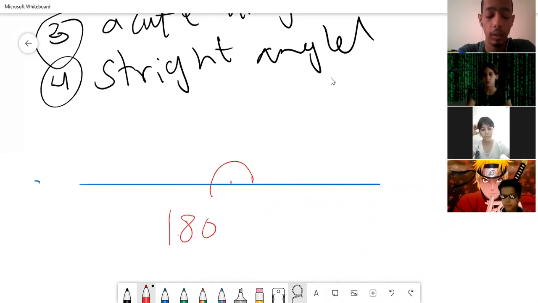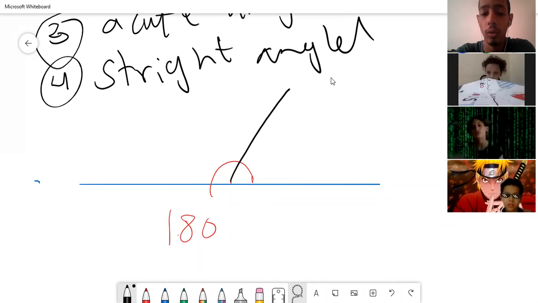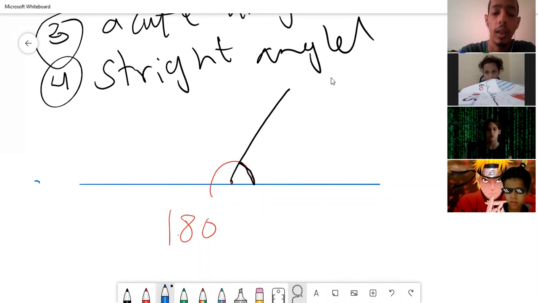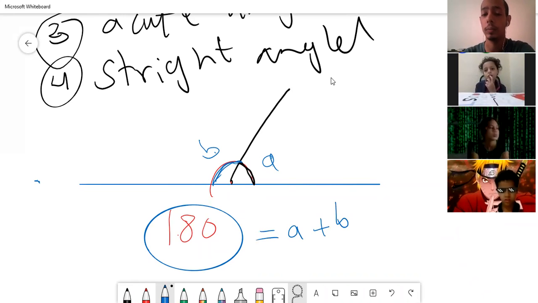Let's suppose we have divided this angle into two angles like this. Then we have got two angles on the straight line. So the size of the two angles, both of them, equals 180. When we add them, for example, this is angle A, this is angle B, so A plus B equals 180.